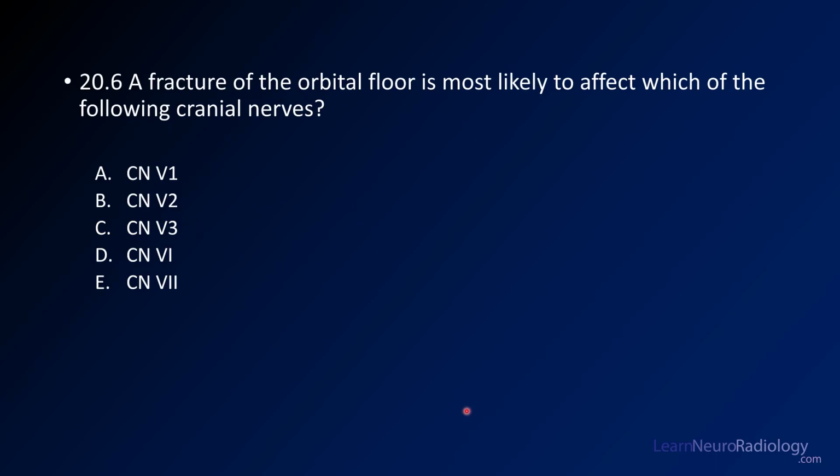Question 6. A fracture of the orbital floor is most likely to affect which cranial nerve? So here you have the 3 sub-branches of cranial nerve 5, or the trigeminal nerve. Here you have cranial nerve 6 or cranial nerve 7. So you need to be thinking about which one of these goes through the orbital floor.